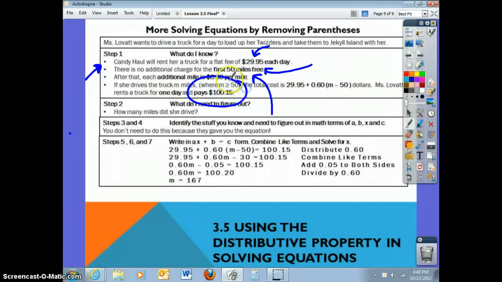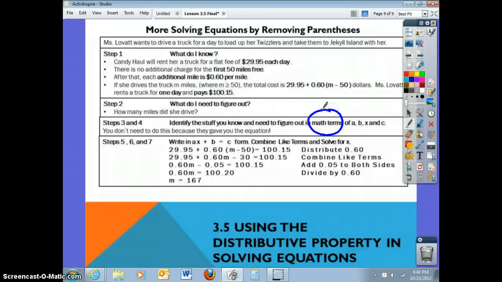She's like, okay. And so she goes ahead and rents that truck and drives to Jekyll Island. She ends up paying $100.15. All that information is the stuff that you know based on the problem in the book, and now I've adapted it to this one. What you need to figure out is how many miles did she drive? Did she get to Jekyll Island or not when she paid $100.15?